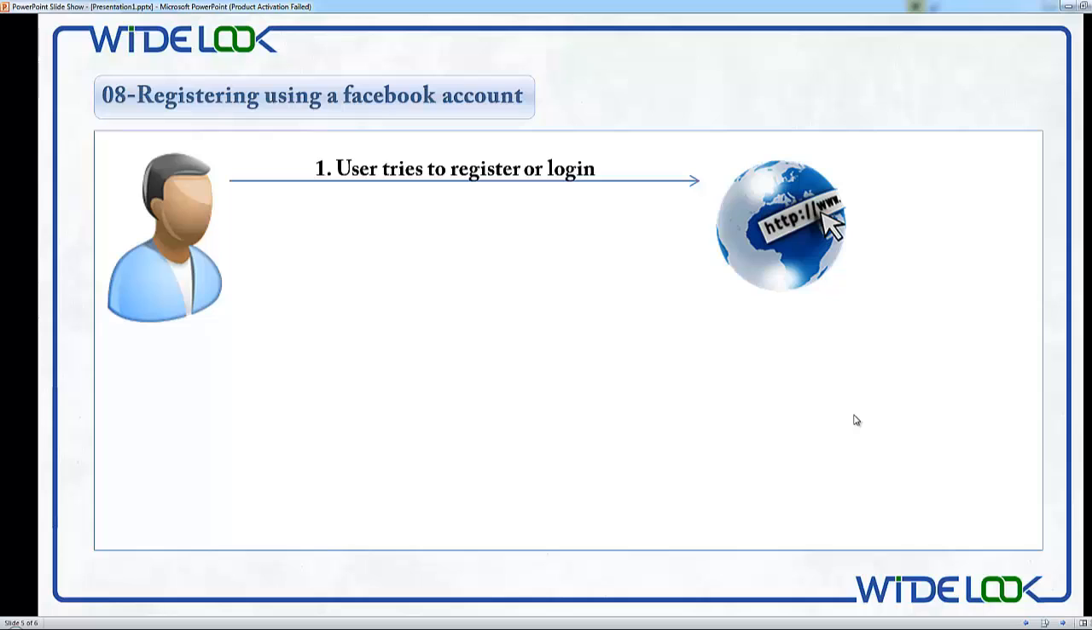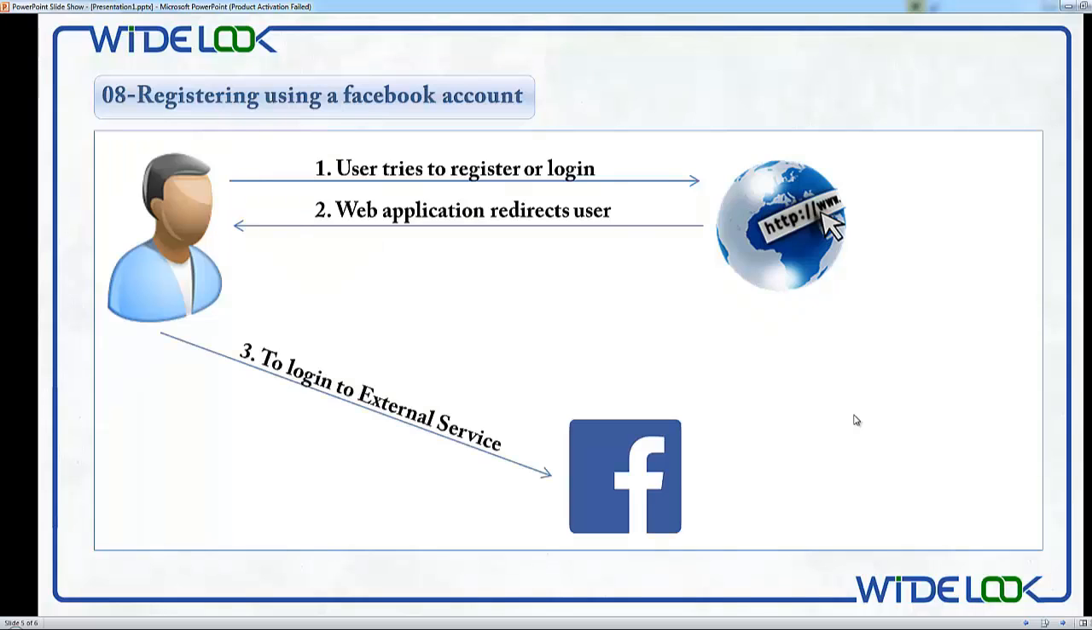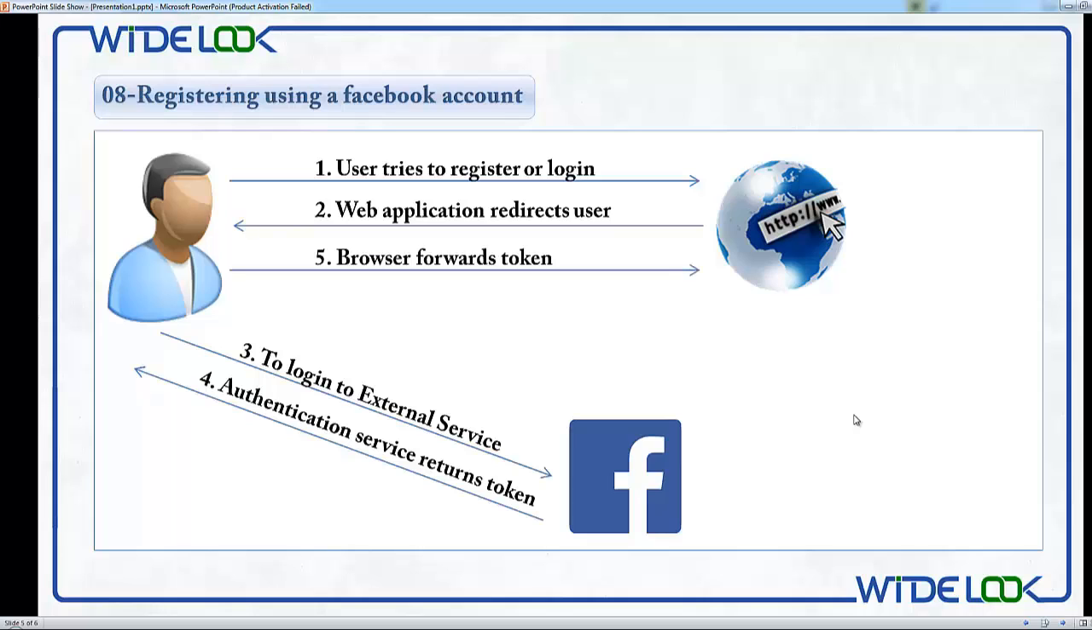First, when the user tries to register or log in to the website, it will redirect the user to the external service, which in this case is Facebook. Then Facebook will send something called the authentication service access token. And when the user's browser receives the access token, the browser will forward this token back to the website.